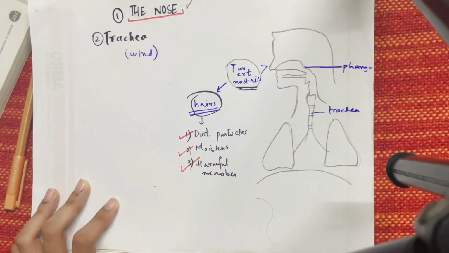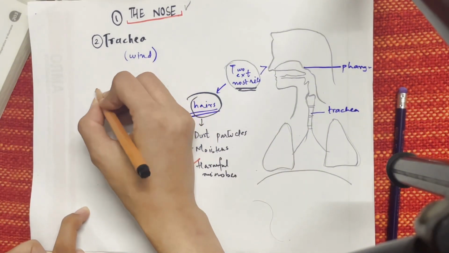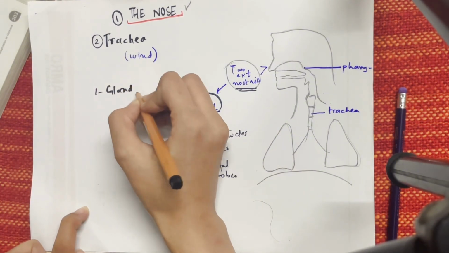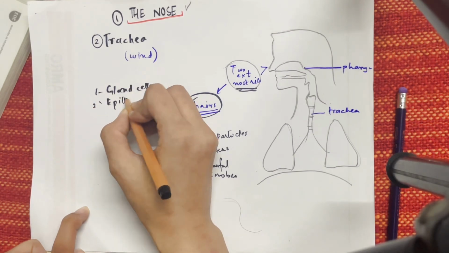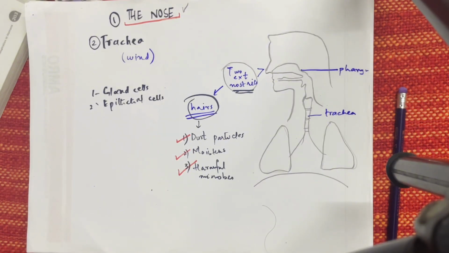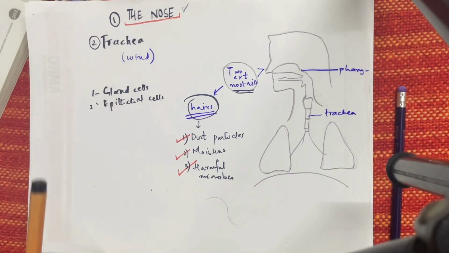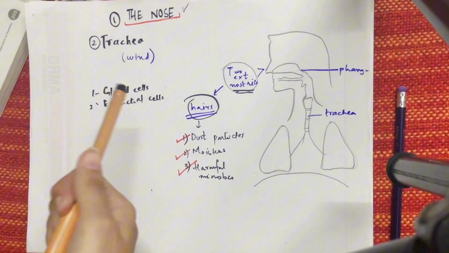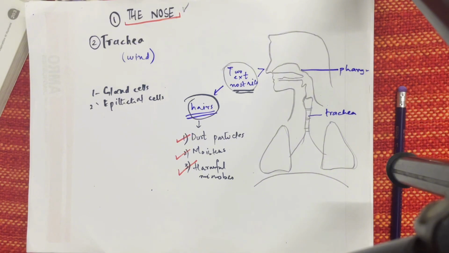So what does the epithelium consist of? The epithelium consists of two kinds of cells. Number 1 is the gland cell, and number 2 is the ciliated epithelial cell. These two are present in the mucous membrane. What are they responsible for? The gland cells secrete mucus in order to trap the dust particles and bacteria in the air, to protect them from entering your body.